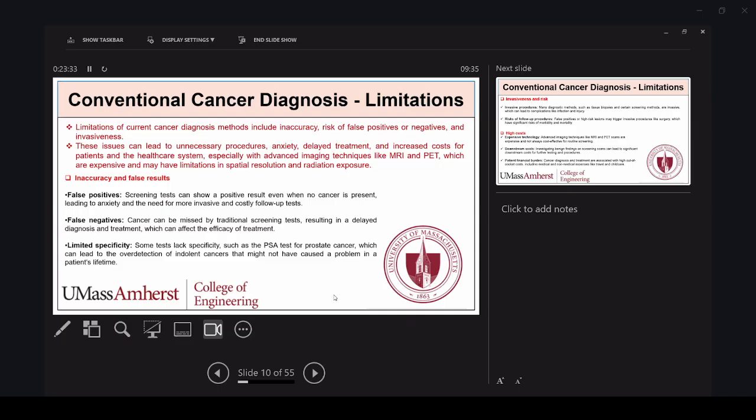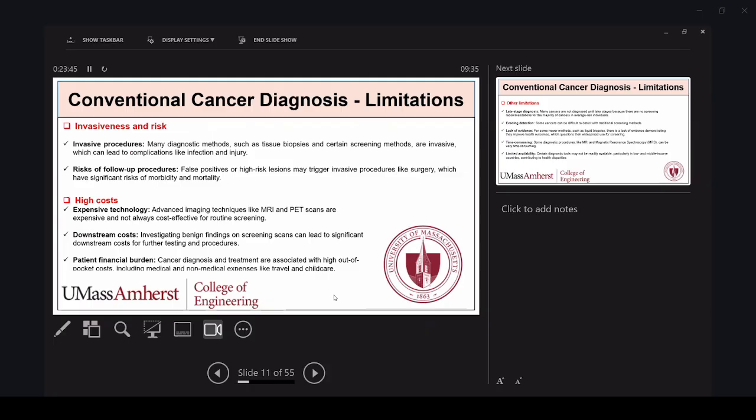So there are a lot of controversies in terms of this inaccuracy and false results with conventional cancer diagnosis, mainly based on its specificity. And as I mentioned, invasiveness, right? Most cancer methods are invasive, like tissue biopsies and certain screening methods, which can lead to complications like infection and injury. Exactly. When they are trying to do a biopsy, the surrounding cells will also be affected, right?